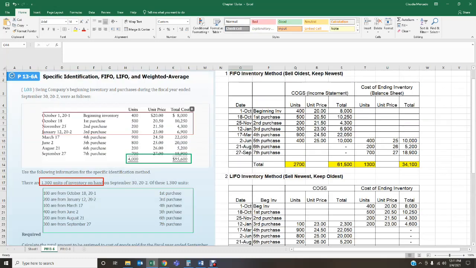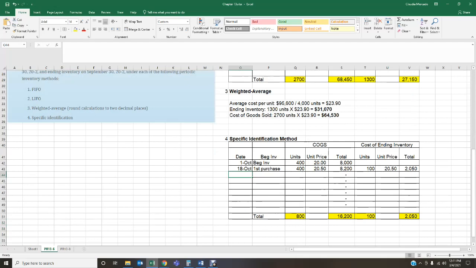Now let's look at November the 25th. On November the 25th, we have a purchase of 200 units at $21.50 apiece. Down here, we don't have any data, so we're going to assume that for the November 25th transaction, all of the items were sold.